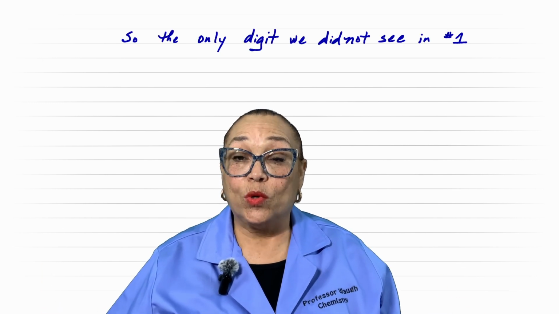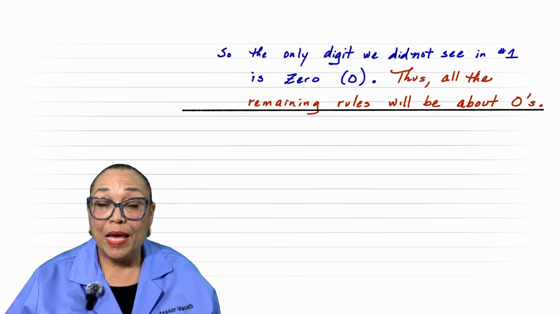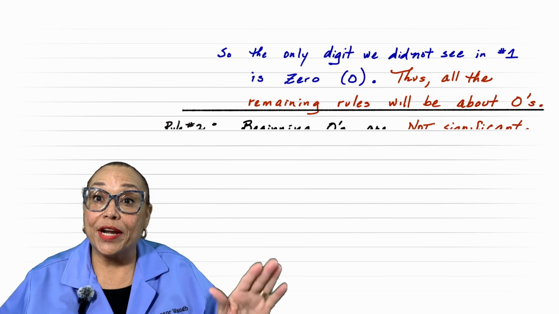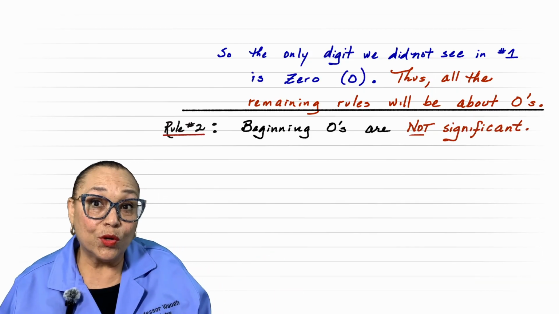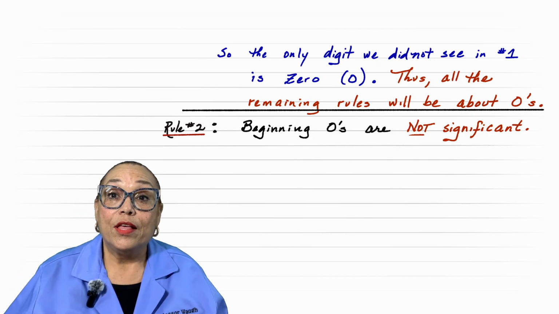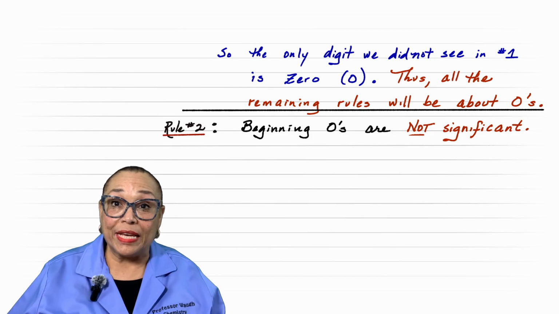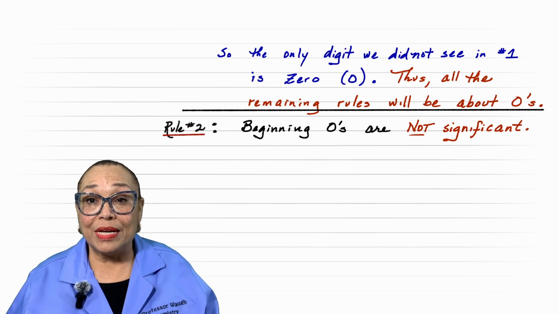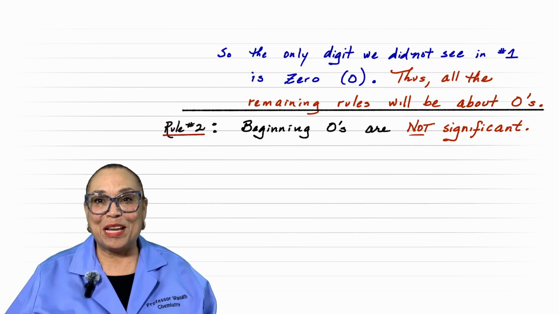Okay, now the only digit that we're going to look at for the remaining 4 rules will be zeros. Rule number 2: beginning zeros are not significant. Why? Because just like we learned in a previous video, those beginning zeros can be removed. They're just placeholders, and you can put it into what? Scientific notation, right? So it's not a big deal.